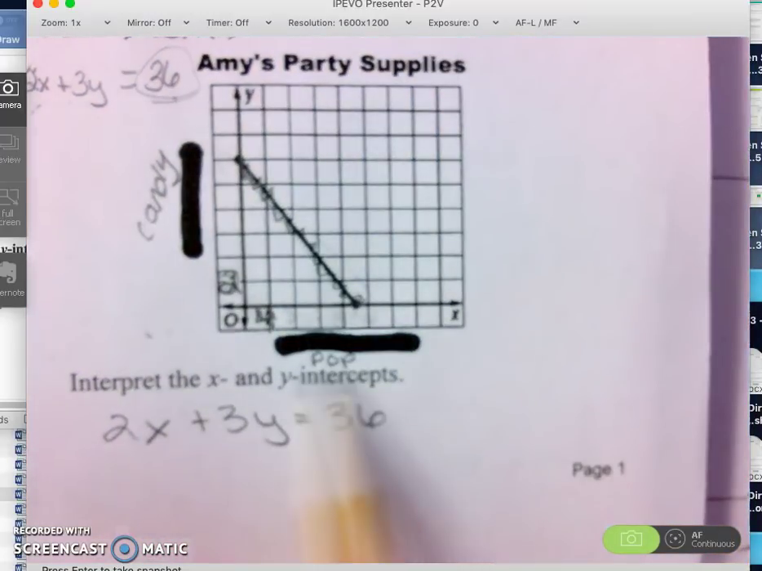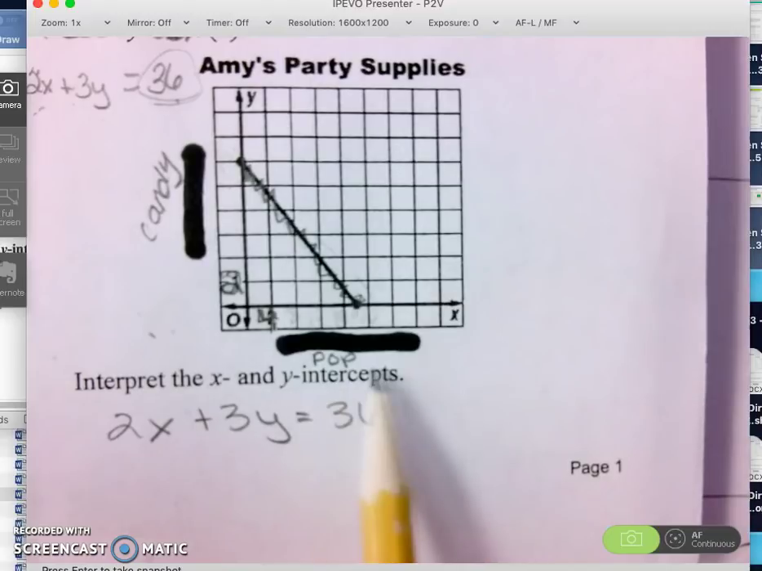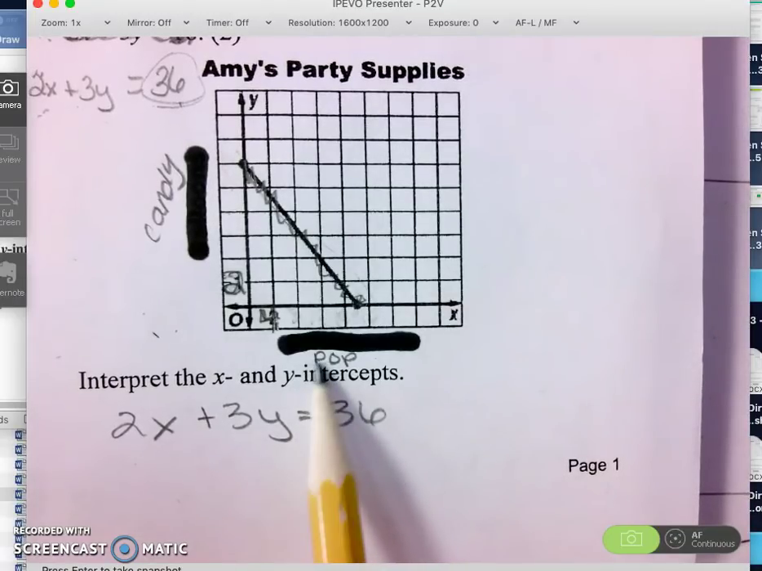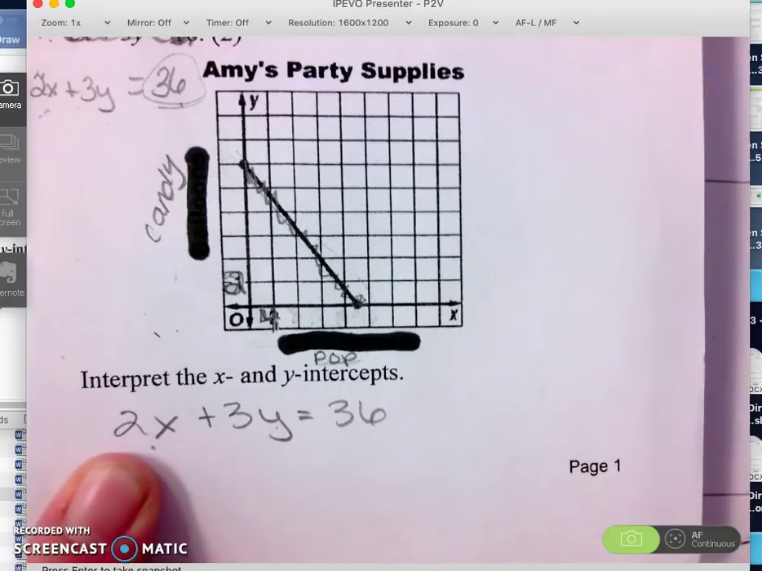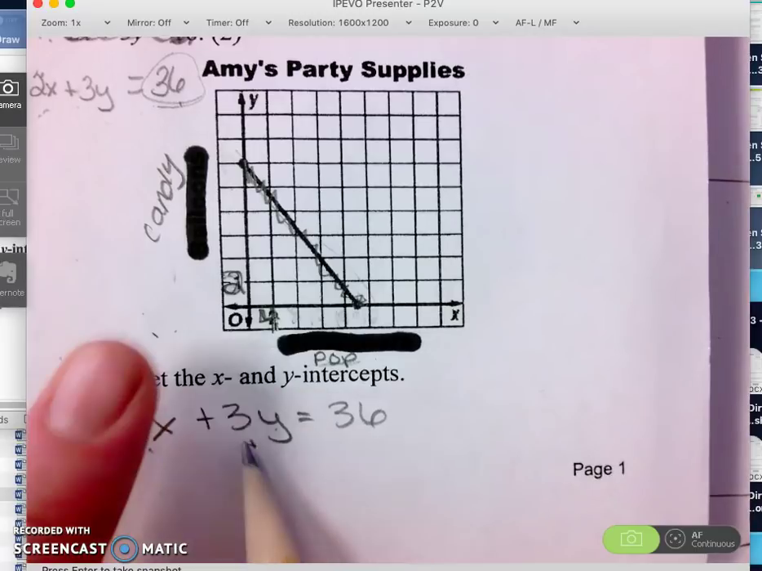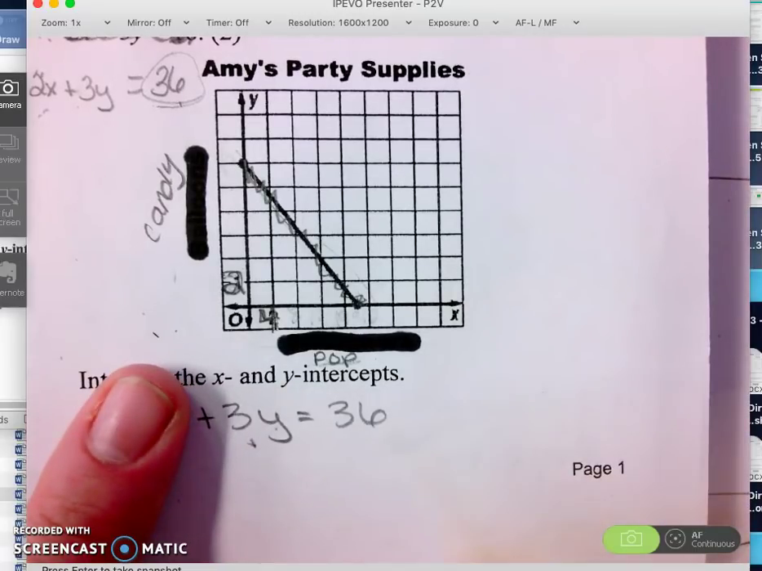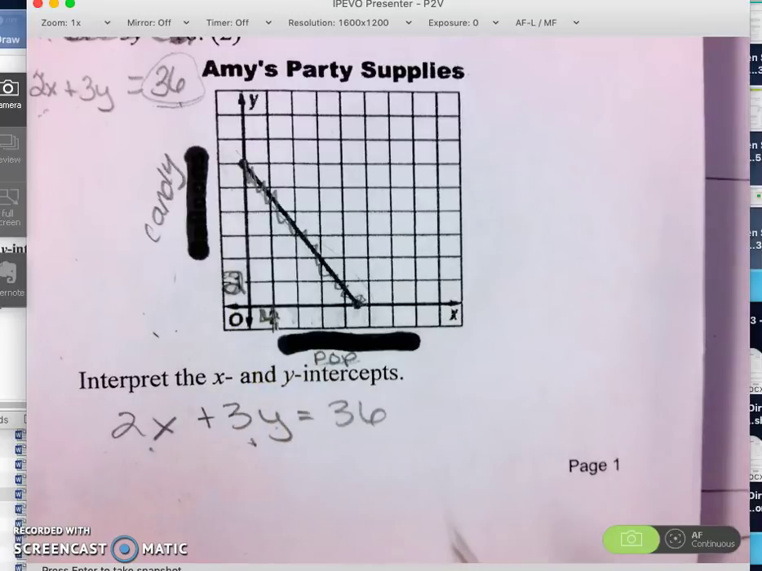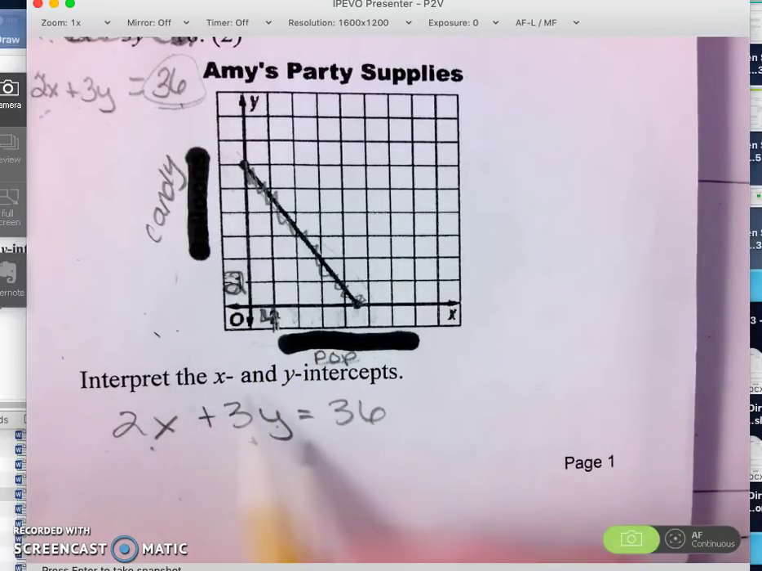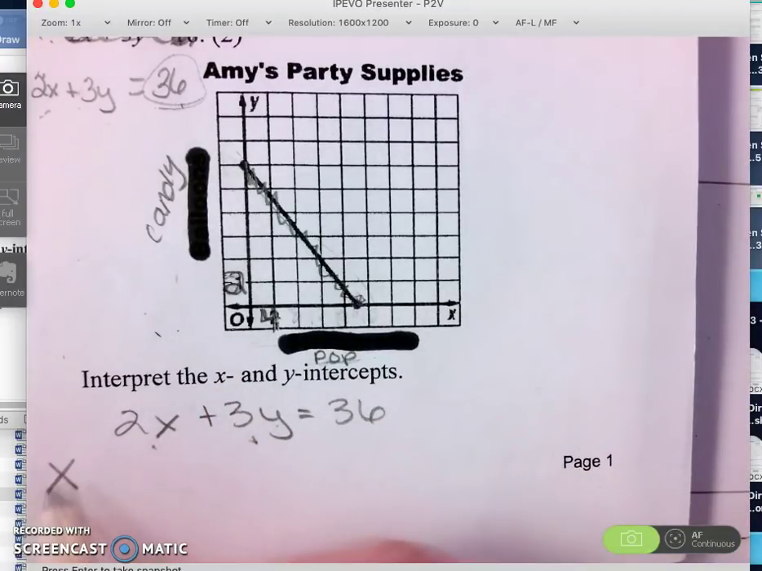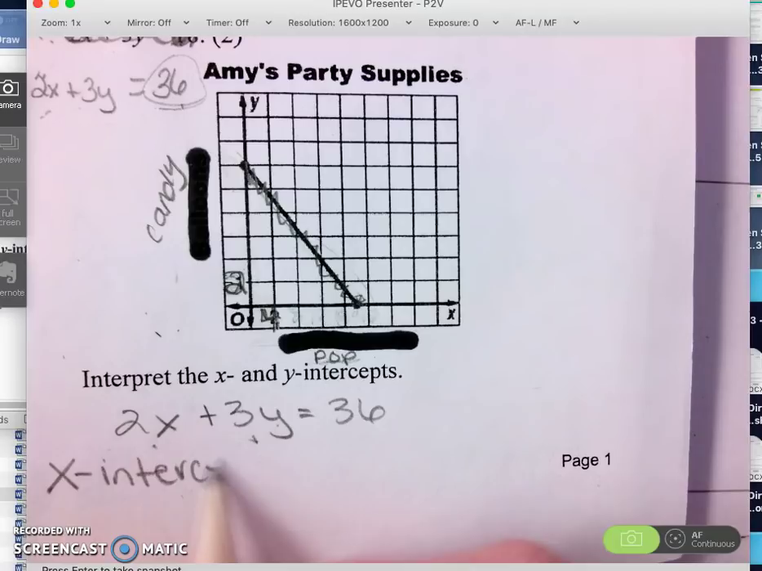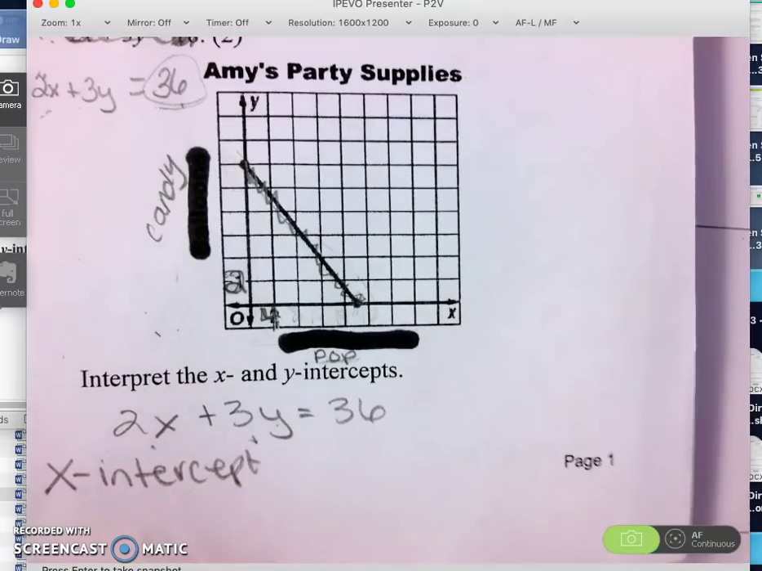So my x is representing my pop. How many pops can I get without getting any candy? Well, my x, I'm going to be multiplying by, is going to represent my pop. So my pops are $2, my candy is $3. How many pops could I get without getting any candy? Well, that means I'm going to replace or get rid of that 3y, right? Well, that means to find my x-intercept, I need to replace my y with 0.